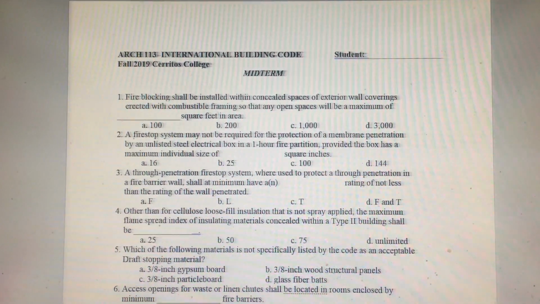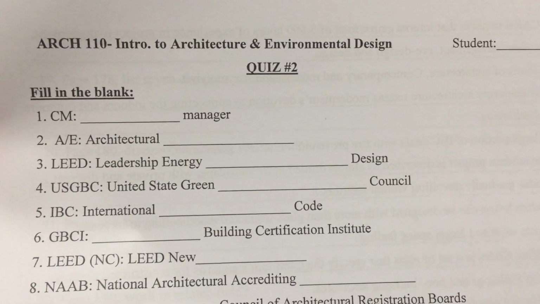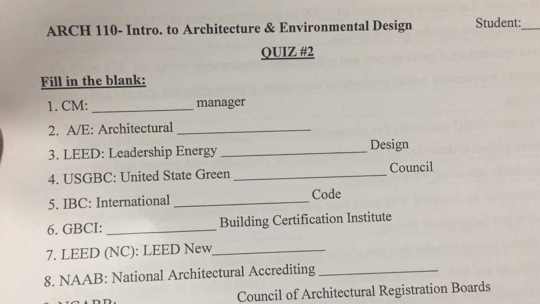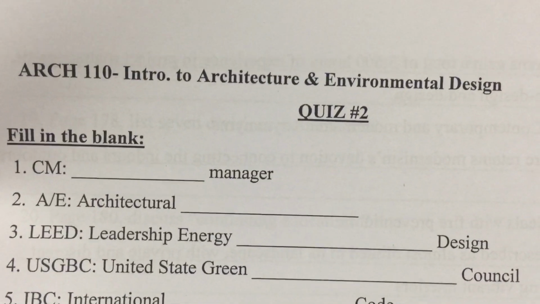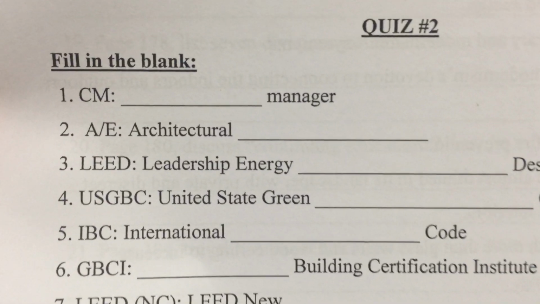I also have another quiz for another class, and this is the quiz, so that's why it's not really hard like the midterm. And I gave maybe 50 questions only. I divided it into 3 parts. This is the class Introduction to Architecture and Environmental Design. And I have 3 parts. The first one is fill in the blank.